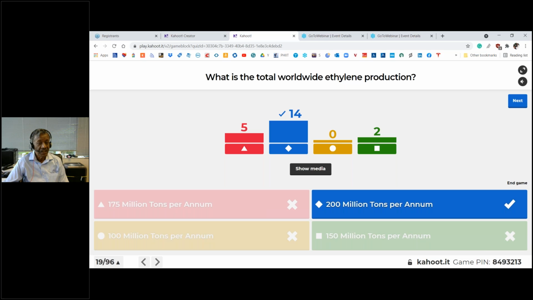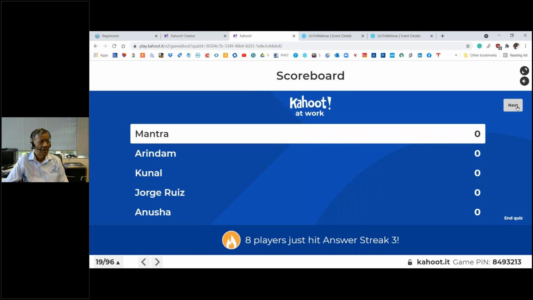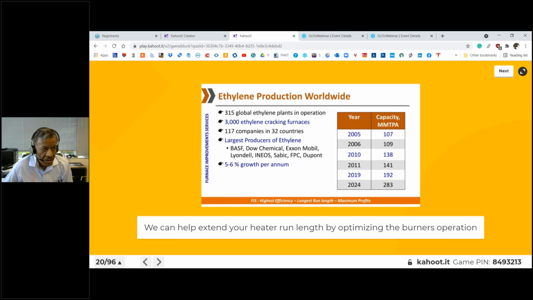Asia Pacific region has the largest ethylene production capacity now, and the worldwide production is continuously increasing. So there are almost 315 ethylene plants throughout the whole world. And this is just an estimate. My estimate is there are 3,000 ethylene cracking furnaces. There are 117 companies in 32 countries who are producing ethylene.